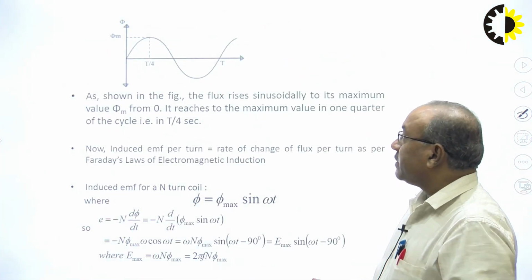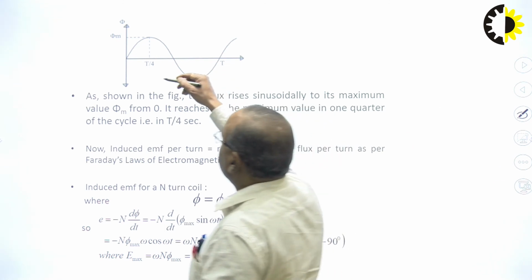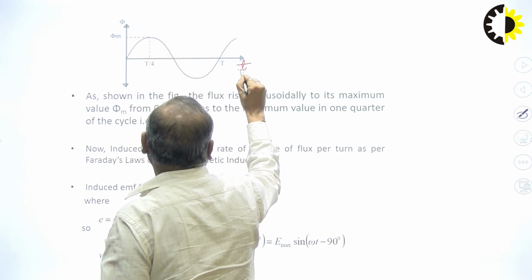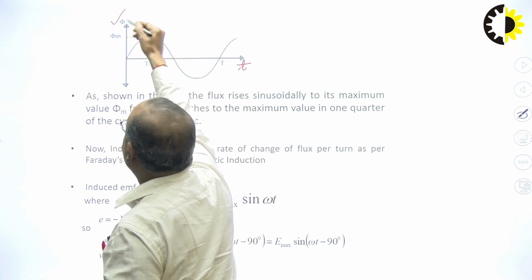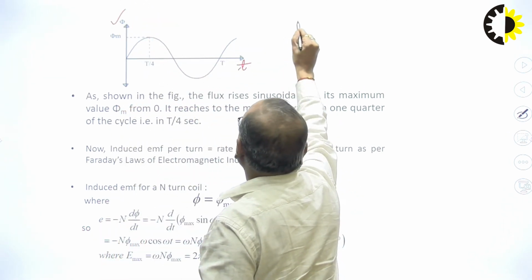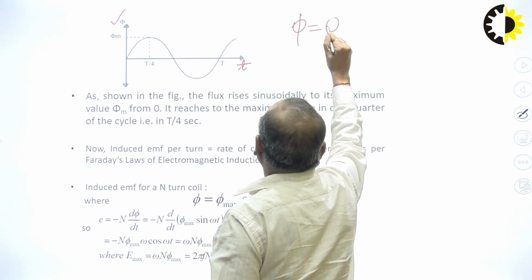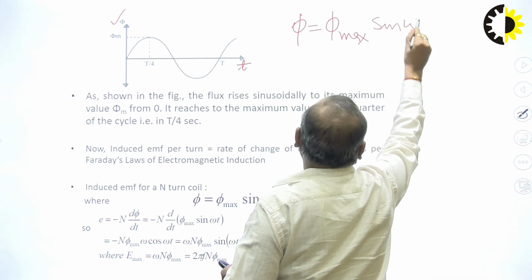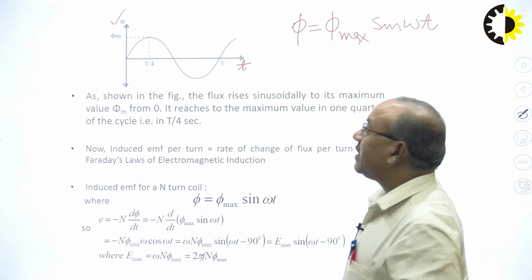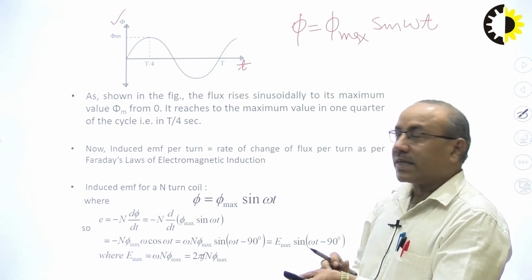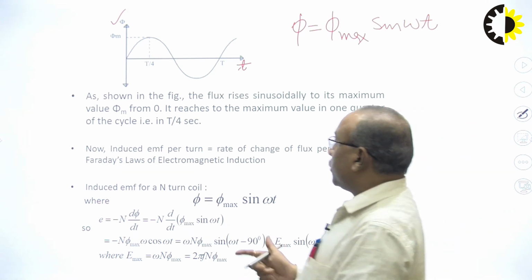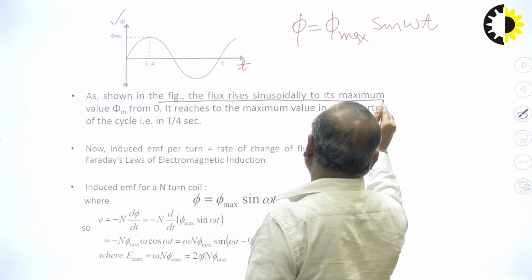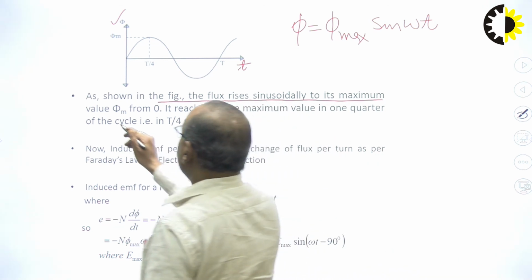So, this is the flux wave that can be seen. On this side we have the time axis, and on the vertical side we have the flux axis. So, this phi is phi max sin omega t. This is sinusoidally varying flux which is passing in the core of the transformer, and this flux is linking with the two sides, primary as well as secondary side of the transformer. As we can see in this diagram, the flux rises sinusoidally to its maximum value phi m from 0.